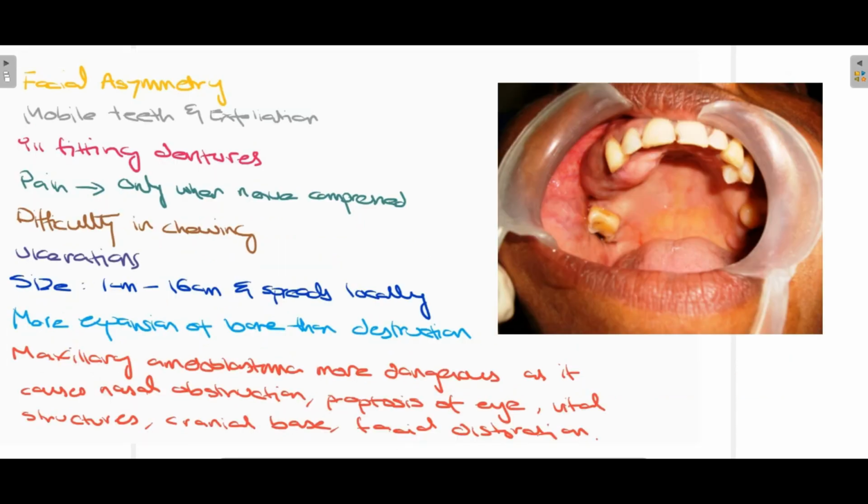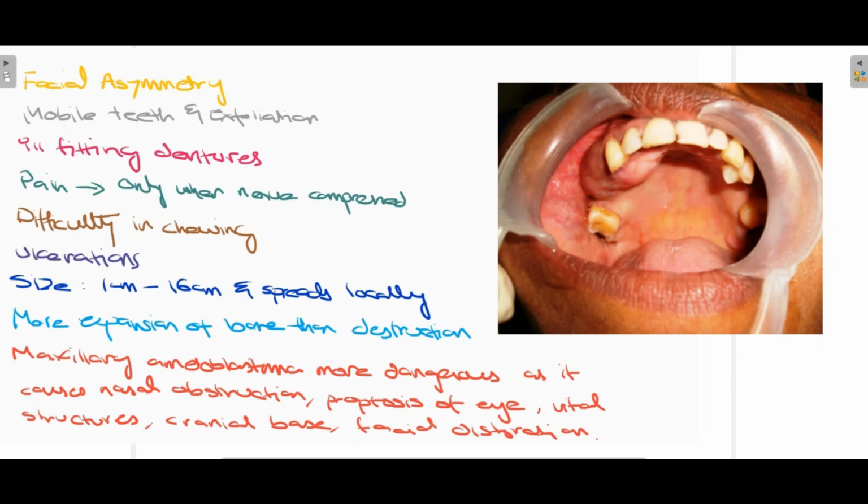Further clinical features that can be appreciated in a patient suspected of suffering from ameloblastoma: there is facial asymmetry, which is very much clinically visible. If we talk about intraoral features, as you can see in this clinical picture, the teeth that are present are sufficiently mobile and sometimes they exfoliate as well. If a patient is wearing a denture, as this enlargement is occurring, the denture will become ill-fitting. It will most probably come out.